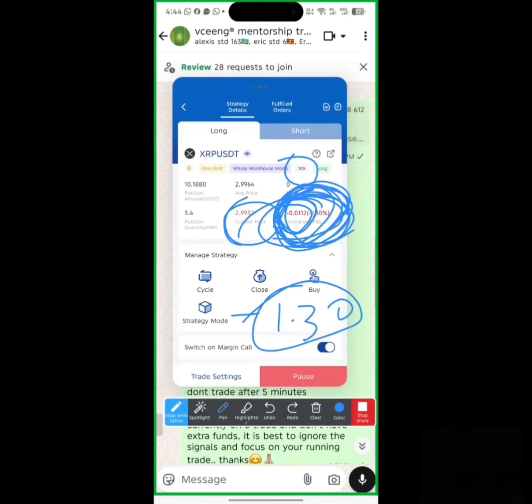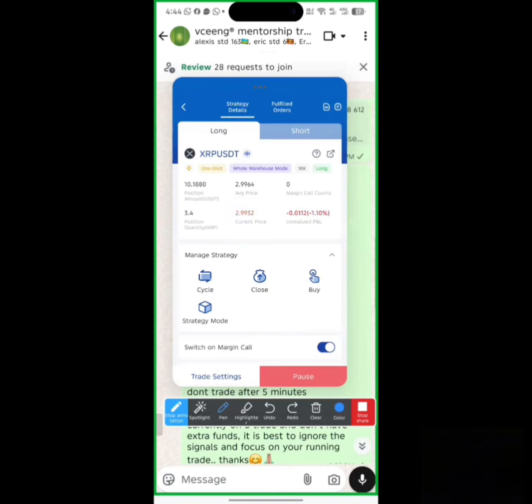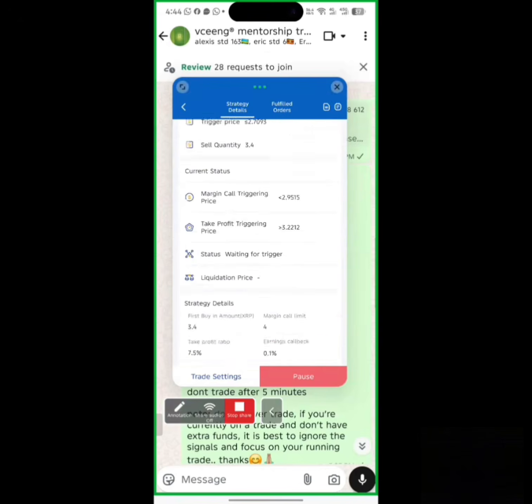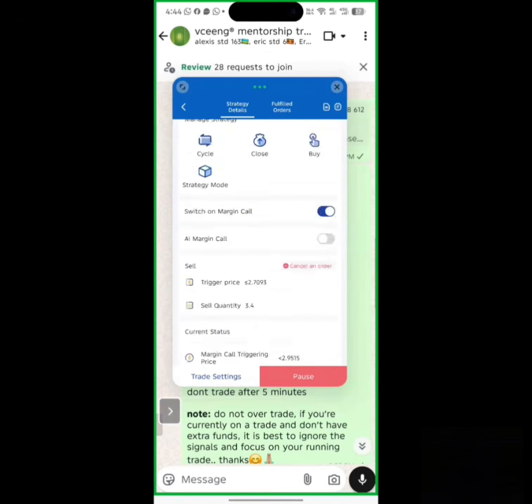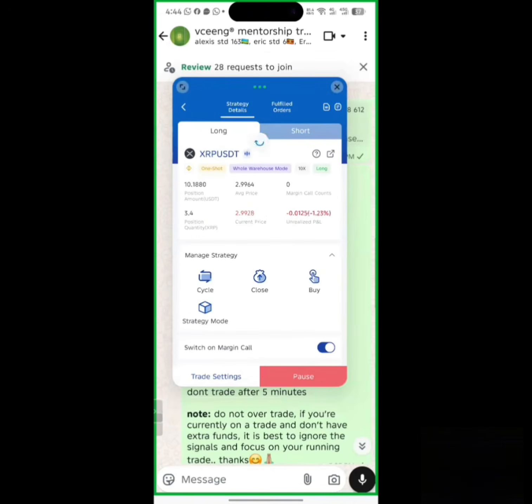And the robot will be monitoring. You don't have to monitor. Once you set your trade, you set your stop loss, you don't have to monitor your trades. The robot will be the one to monitor for you. And when it's time to sell, it's going to sell for you.